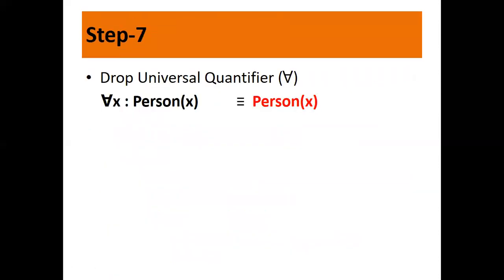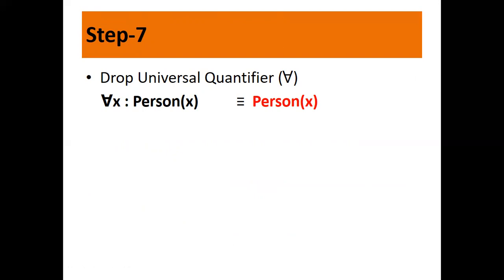The next we have is step 7. It's very simple. Here you are going to drop the universal quantifier. Dropping the universal quantifier is very simple. Just write it like this. So you directly eliminate the universal quantifier for all x, and you directly write Person(x).